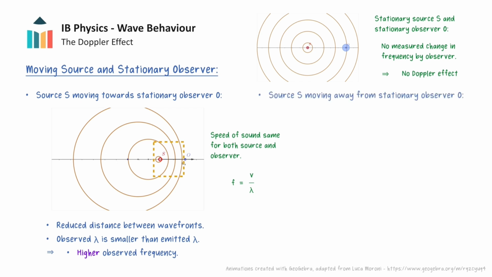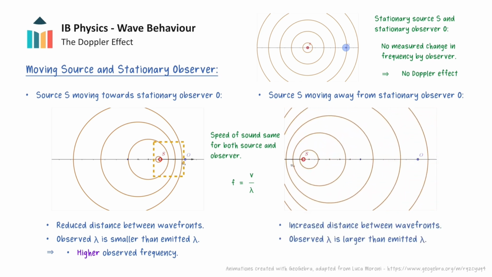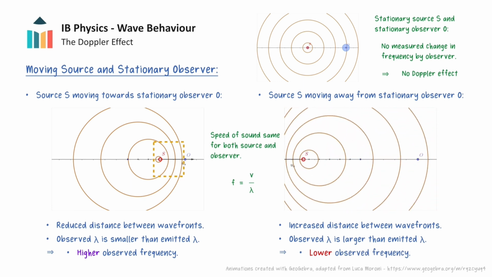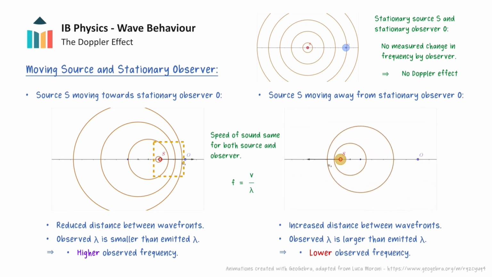Conversely, when we have a source moving away from the observer, the distance between the wavefronts is increased, and this means that the observed frequency is lower than the emitted frequency from the wave speed equation.